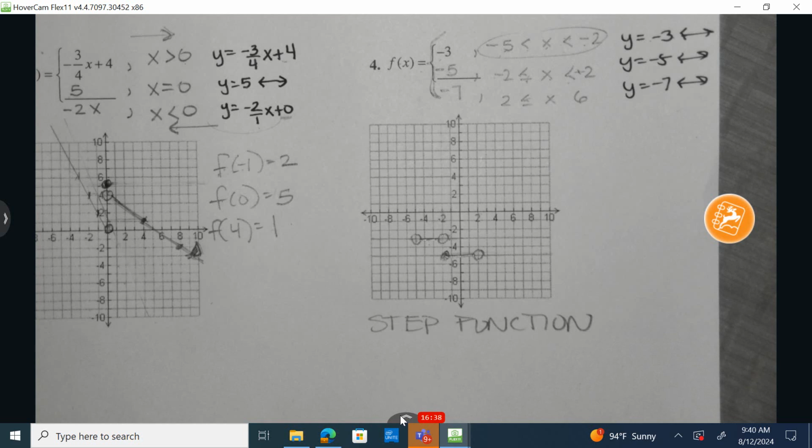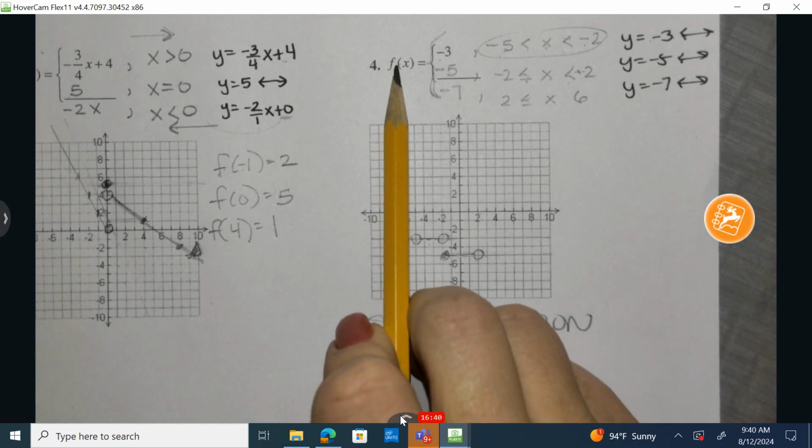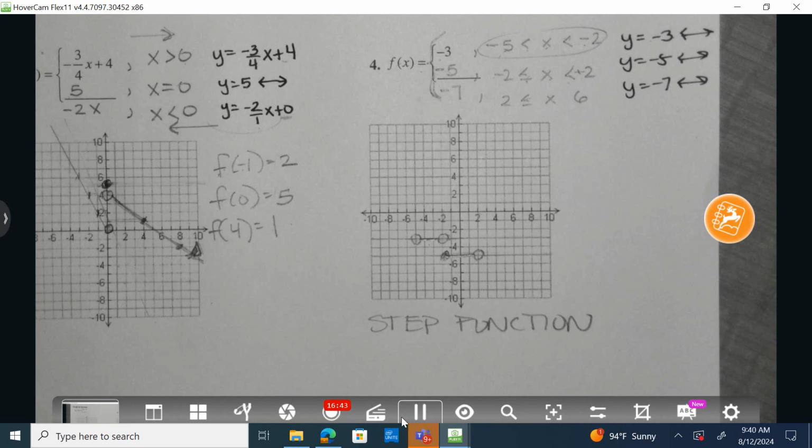I'm going to press pause. I'm going to give you 30 seconds to attempt on your own to do the last piece of this step.